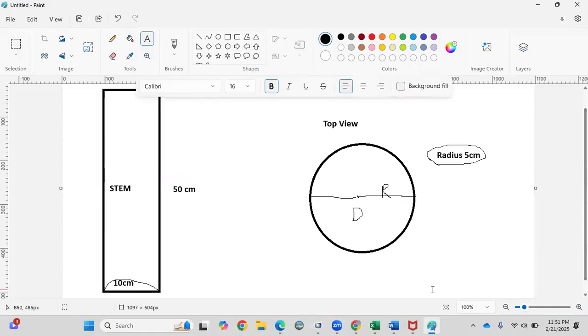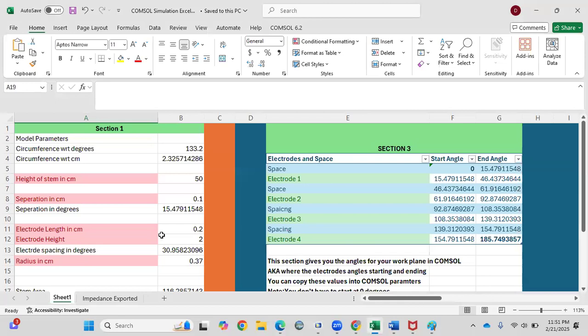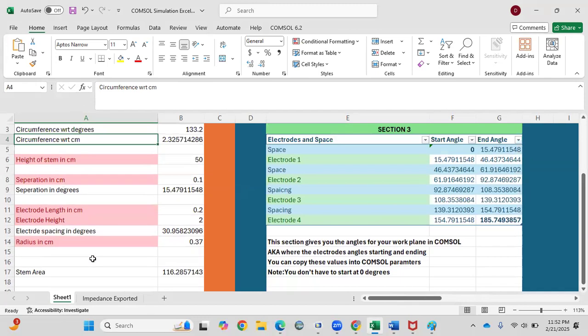So we have dimensions. So the second thing we'll go to is this Excel sheet. Everybody is supposed to have it, but I'll just put it in the description just in case anybody wants to use it. So it will guide us through the other stuff we have to put into Comsol. So I'll just walk you all through. So these are your model parameters. We don't really have to touch these. These will most likely be calculated for you. So the stuff in red are yours.